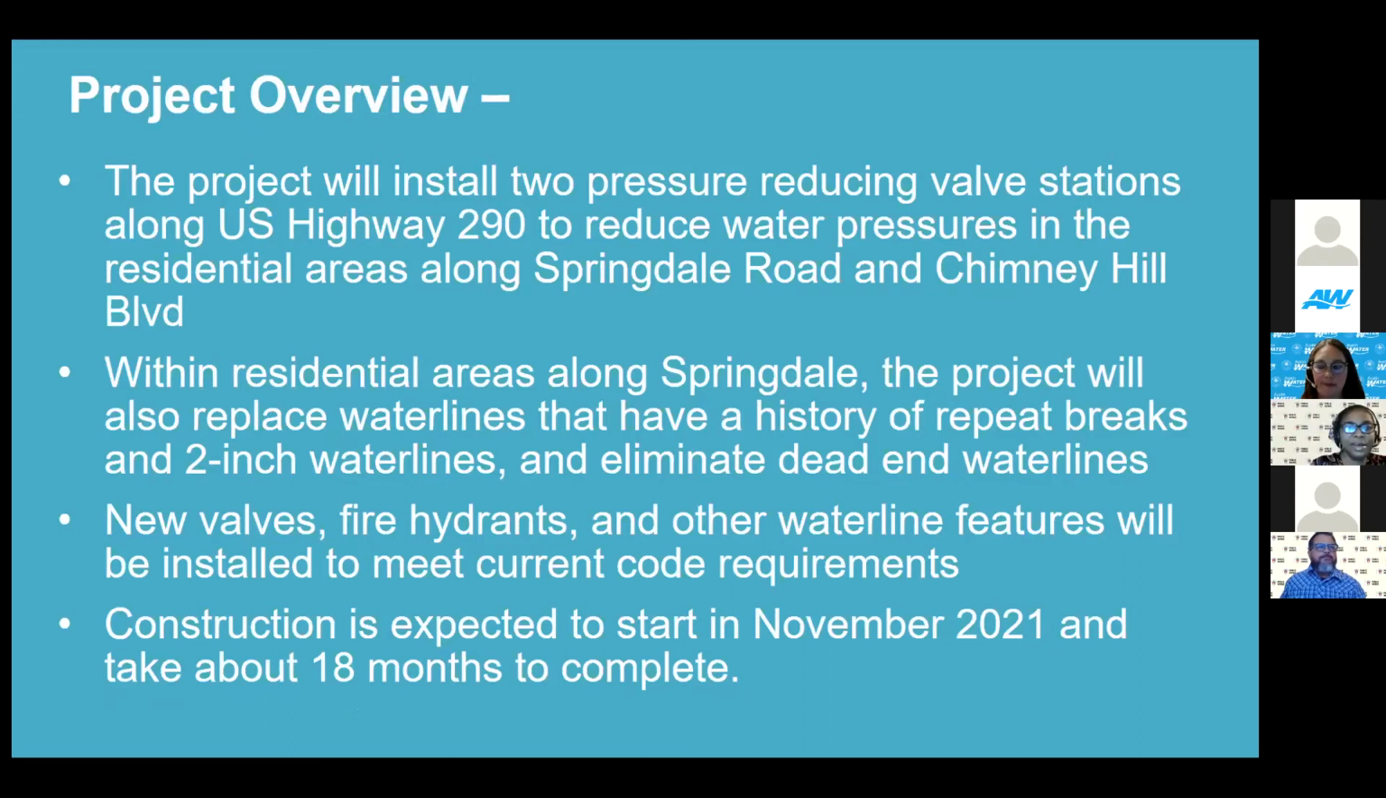Thank you, Emily. As the project overview, the project will install 2 pressure reducing valve stations along US 290 to reduce water pressures in the residential areas along Springdale Road and Chimney Hill Boulevard. Within residential areas along Springdale, the project will also replace water lines that have a history of repeat breaks and 2-inch water lines and eliminate dead-end water lines. New valves, fire hydrants, and other water line features will be installed to meet current code requirements. Construction is expected to start in November 2021 this year and take about 18 months to complete.